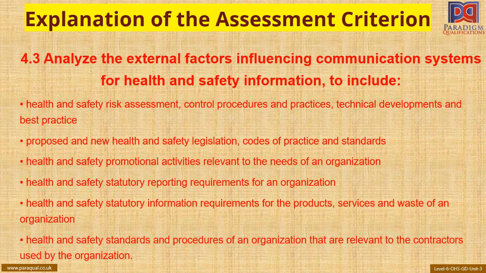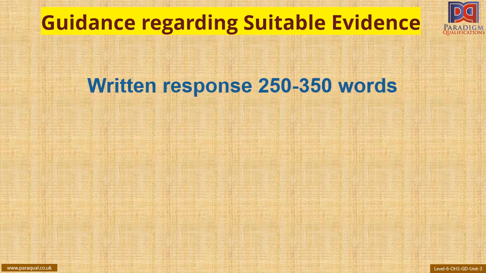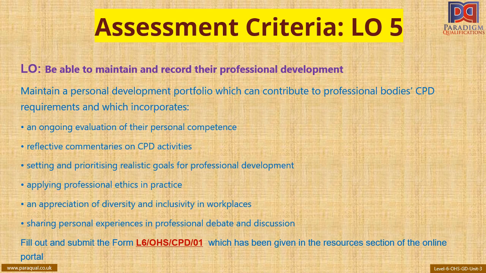The assessment criterion 4.3 of Unit 3 is being displayed on your screen. To meet the requirements of this assessment criterion, you have to provide your written response. Consider the following when answering. There can be political, economic, social, technological, legal, and environmental factors which may influence the performance of the communication system in each case, as mentioned in the assessment criterion requirements. Your response must be between 250 to 350 words.